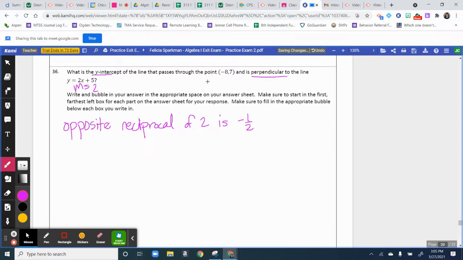I want the y-intercept of the line that goes through this point. So I know I'm going to have y equals negative 1/2 x plus b. I know I have 7 and negative 8. This is my x, this is my y. So 7 equals negative 1/2 times negative 8 plus b. 7 equals 4 plus b. b is equal to 3. Okay, so that's your y-intercept.